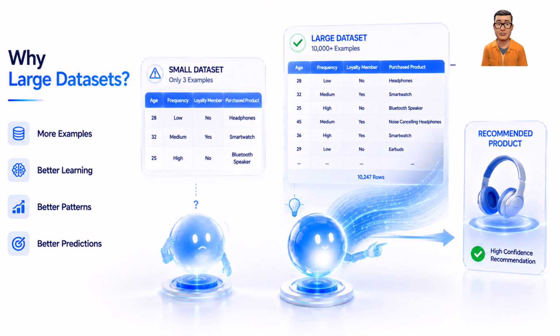Now let's answer another important question. Why do AI models need so much data? Imagine trying to understand customer shopping habits by looking at only 3 customers. You would probably miss many important patterns. Now imagine studying 100,000 customers. Suddenly buying habits become much clearer. The same is true for machine learning. The more high quality training examples the AI sees, the better it becomes at recognizing reliable patterns. That is why many successful AI systems are trained using very large datasets.